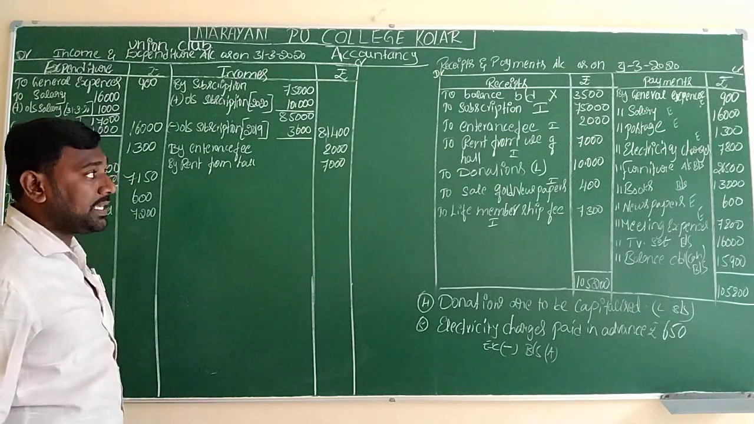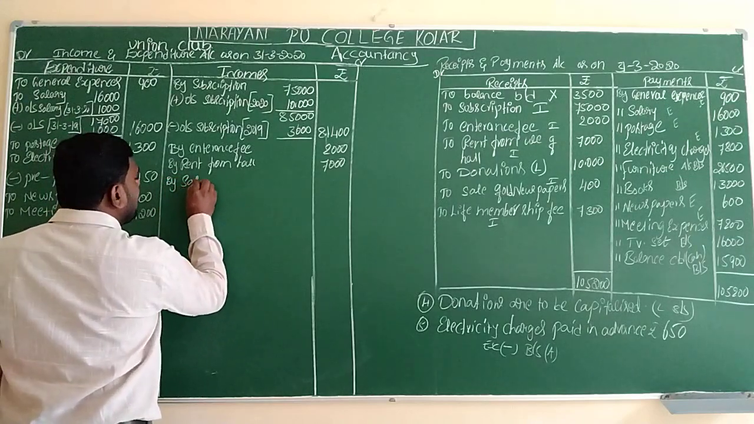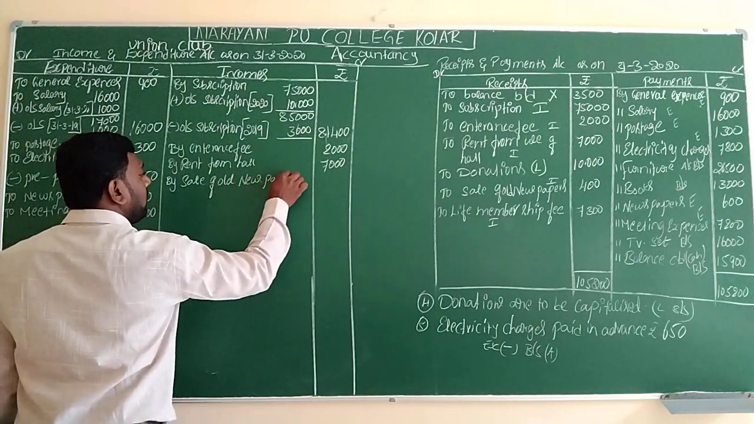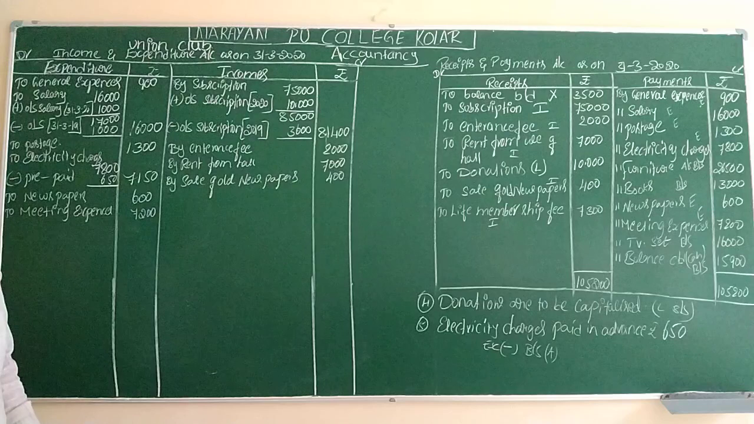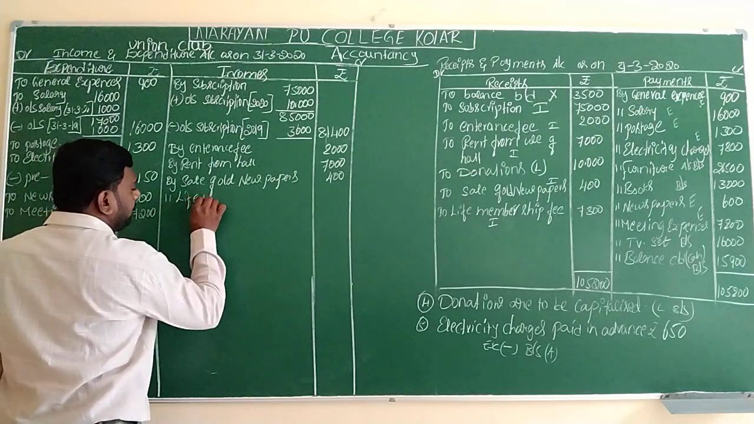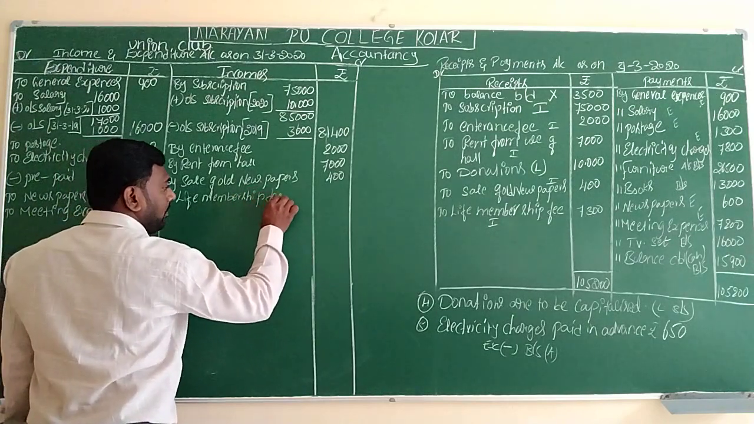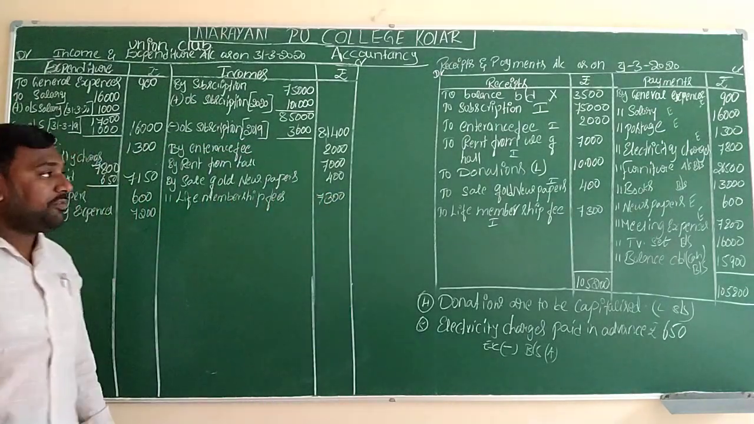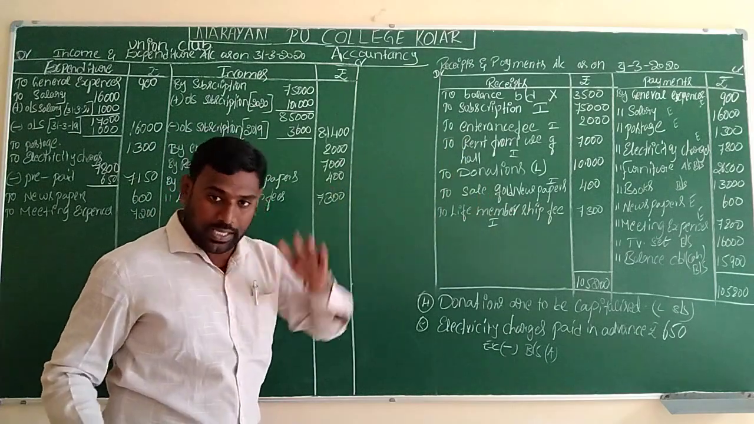After that, donations is there. That belongs to the liabilities. Next, sale of old newspapers. So actually we have to receive rupees 400 as an income. Next, after that, what are they given? Life membership fees. So what is the value? 7,300 rupees is the life membership fees. So these are the transactions which we have to carry forward from the receipts and payments account.